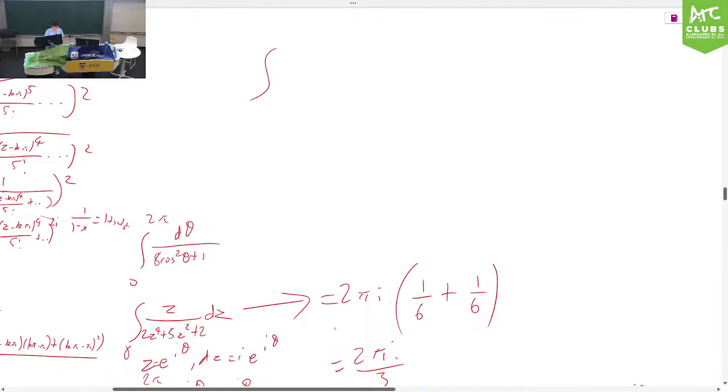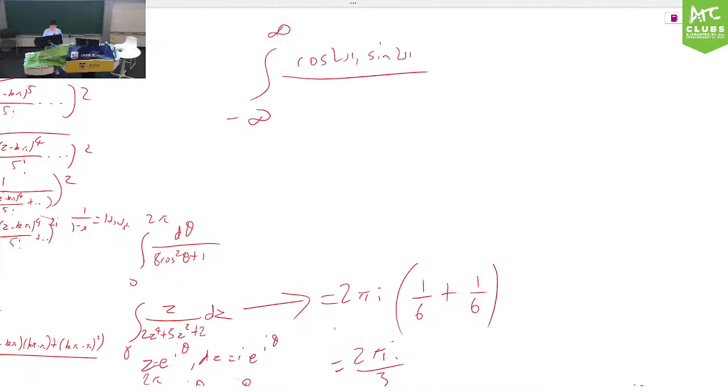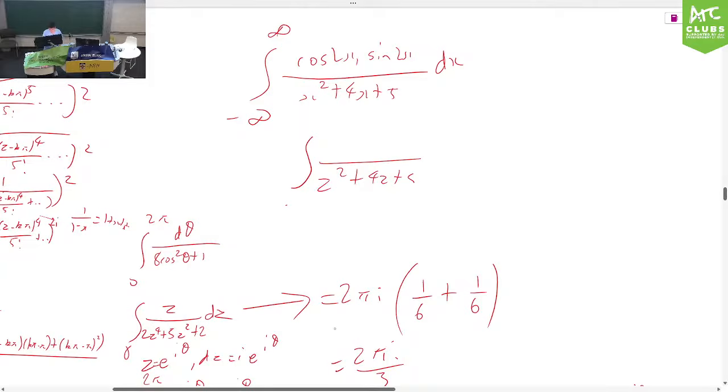Okay, so you want to find the integral of cos 2x over x squared plus 4x plus 5. I'm just going to use some very informal notation here. So what we're going to do is consider the integral of e to the 2iz over z squared plus 4z plus 5.